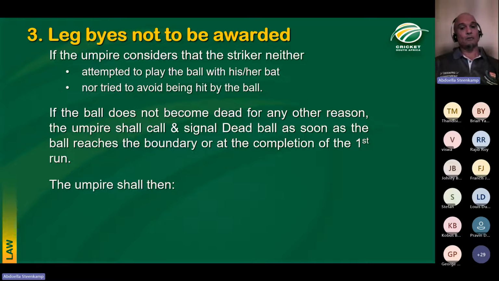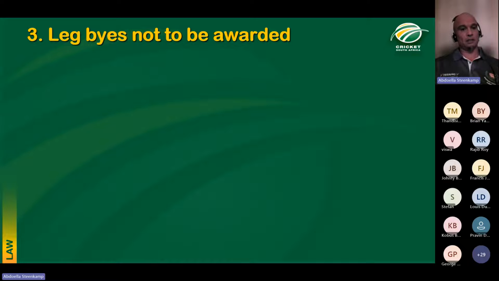So in our scenario, where the striker didn't offer a shot, the ball then ricochets from the pad towards the third man boundary, and let's say they start to run. Now they take a single, and we've just heard that only upon the completion of the first run does the umpire call and signal a dead ball. But we also know that leg byes are not to be awarded because the criteria is clear. There needs to be a shot for leg byes to be awarded.